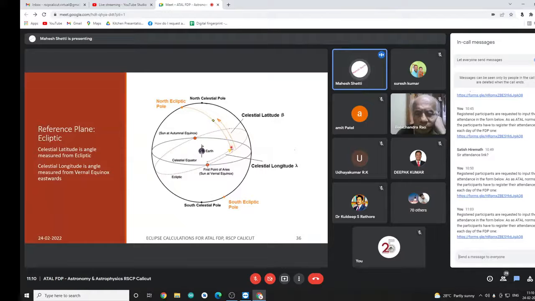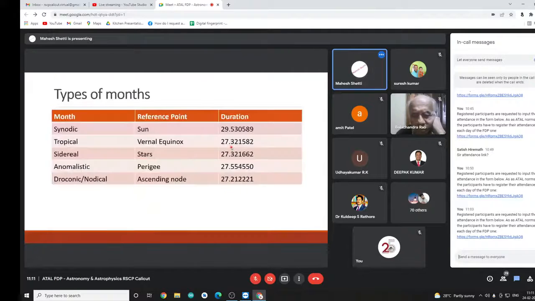Why only ephemeris? Even the local panchangs which are available give you the celestial longitude. So celestial longitude is easily available in ephemeris as well as panchangs for sun and moon, and one can do calculations using those, such as how much is the motion of the sun every day, how much is the motion of the moon every day. And these kinds of calculations become useful when you are doing eclipse related calculations.